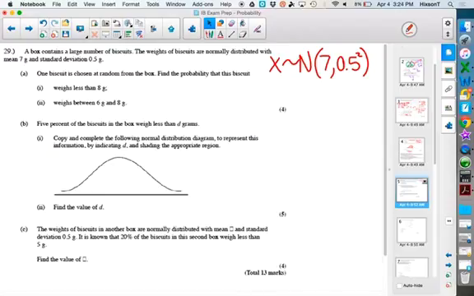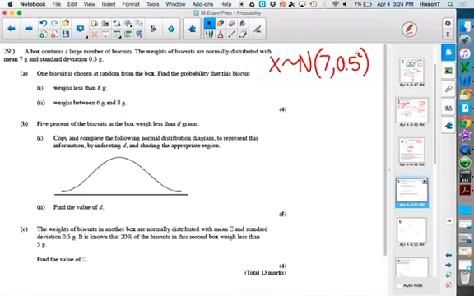Okay? So here's the problem, multiple parts. One biscuit is chosen at random from the box. Find the probability that this biscuit weighs less than 8 grams or weighs between 6 and 8 grams. Then B, 5% of the biscuits in the box weigh less than D grams. Copy and complete the normal distribution diagram to represent the information indicating D and shading the appropriate region. Then find the value of D.